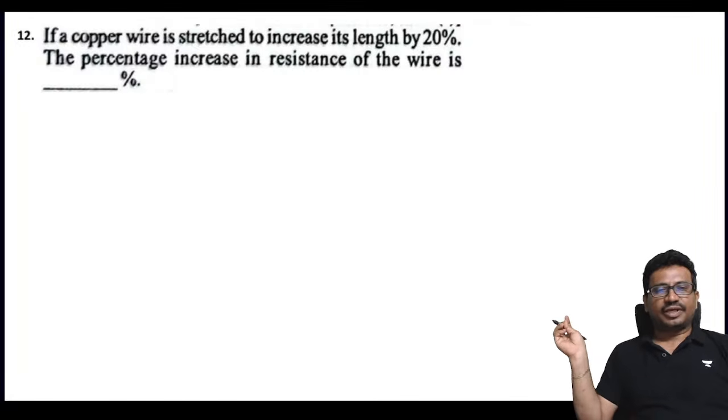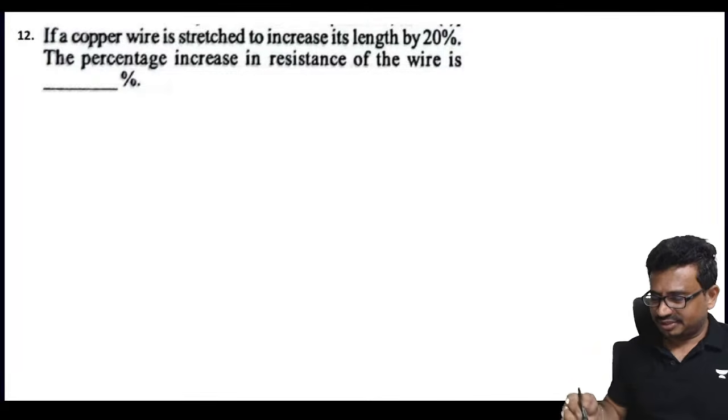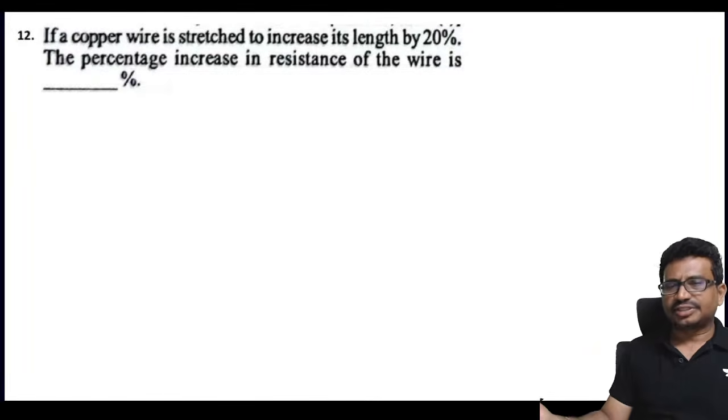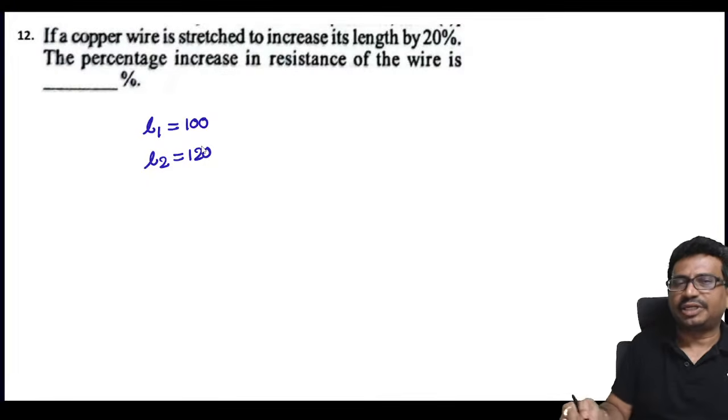If a copper wire is stretched to increase its length by 20%, the percentage increase in resistance of the wire is, what is the percentage of increase in the resistance? Now, it is stretched in length. So if I call L1 as 100 and it is stretched by 20%, it will become 120 meters.